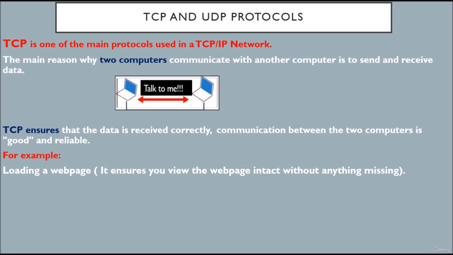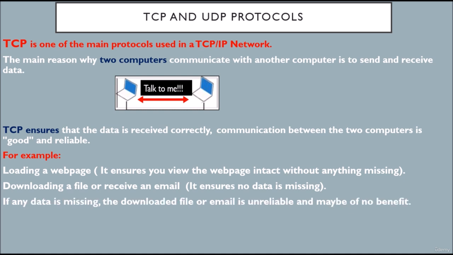For example, loading a web page. It ensures you view the web page intact without anything missing. Downloading a file or receiving an email, it ensures no data is missing. If any data is missing, the downloaded file or email is unreliable and may be of no benefit. TCP ensures data is not missing or out of order.